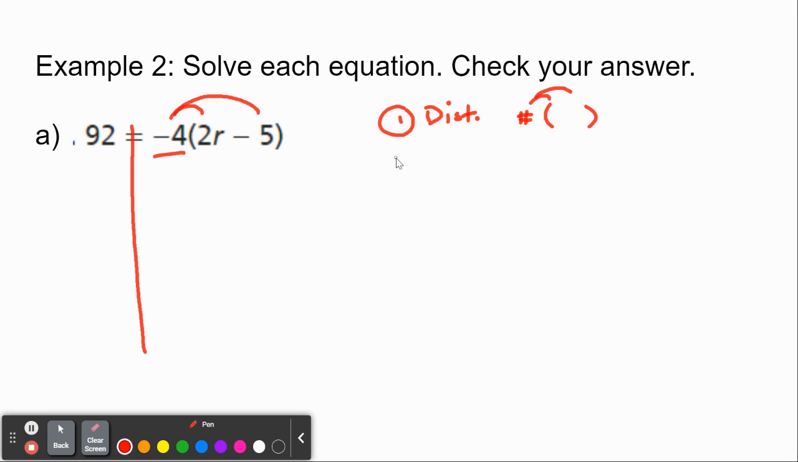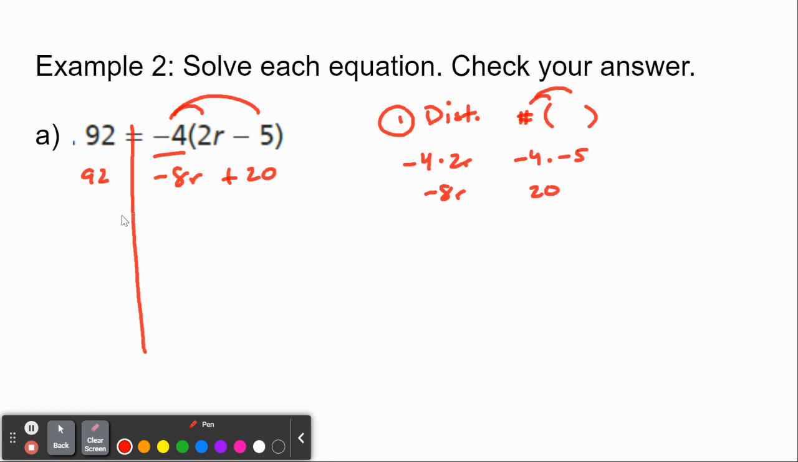So over here to the right, I'm going to show you what we're actually doing. We're actually taking -4 and multiplying it by 2r, and we're taking -4 and multiplying it by -5. These are the two distributions or two multiplications we're doing, right? So -4 times 2 is -8, and the r comes along. -4 times -5 is a +20. So the 92 stays the same on the left, but on the right-hand side, it becomes a -8r and a +20. Notice I put the plus sign.